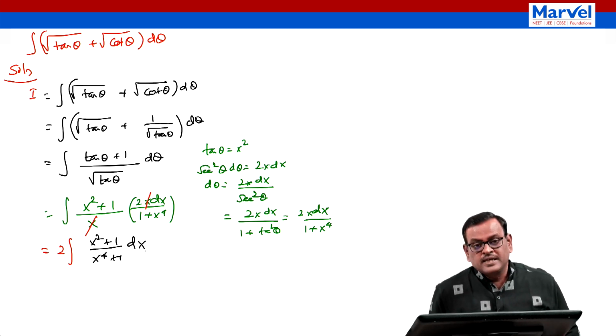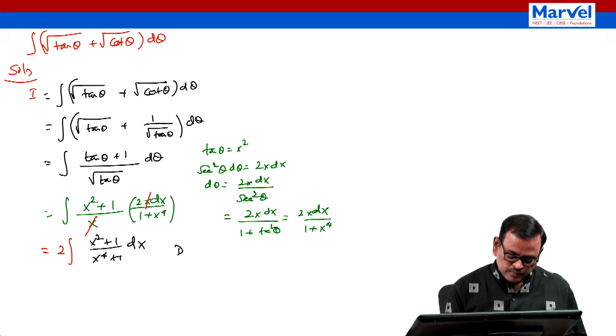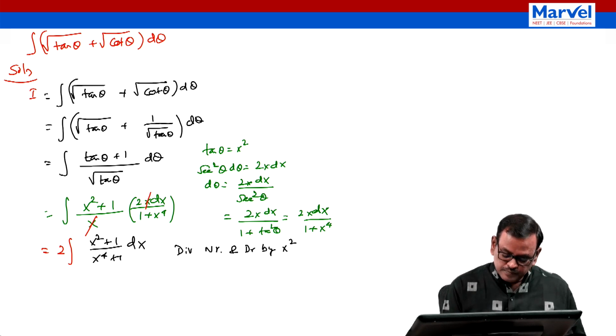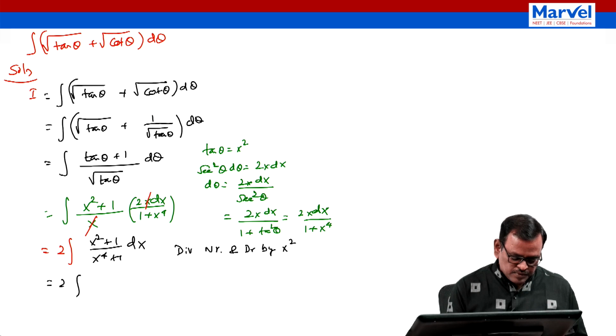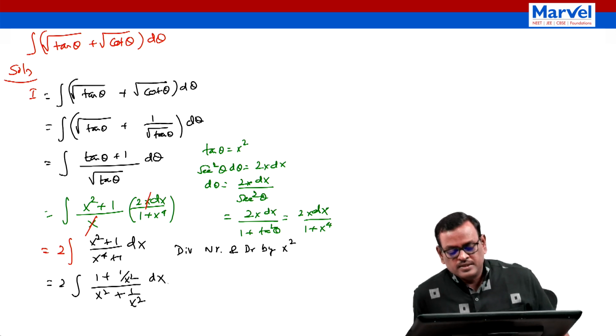Whenever the numerator is second degree plus a constant, and the denominator is fourth degree plus a constant, that is, both numerator and denominator are of even degree, with the denominator fourth degree and the numerator second degree, the working rule is to divide numerator and denominator by x square. Therefore, this becomes 1 plus 1 by x square, divided by x square plus 1 by x square, dx.